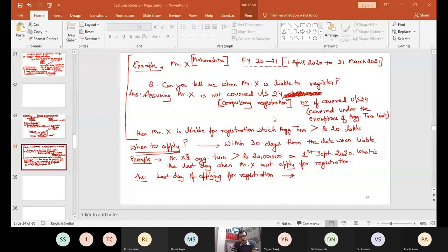What is the last day? If on 1st September 2020 I become liable for registration, then what is the last day by which I should apply? So is it 29th September? Okay, so 29 September is one option.